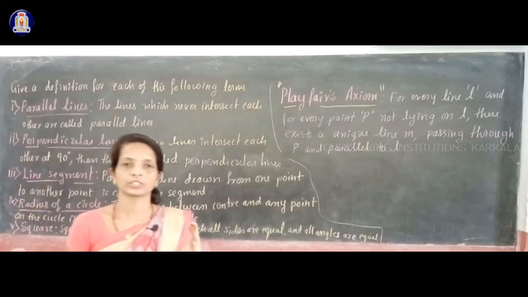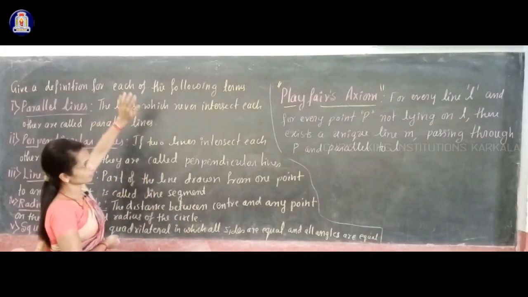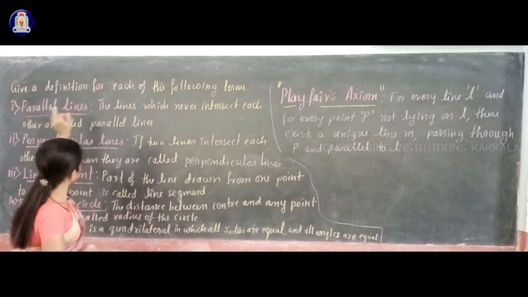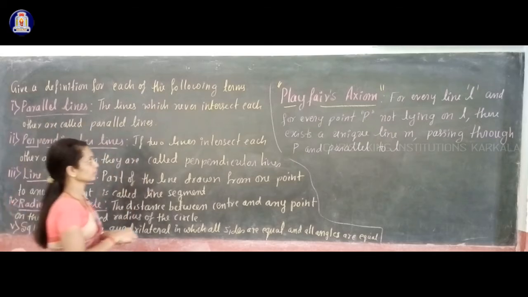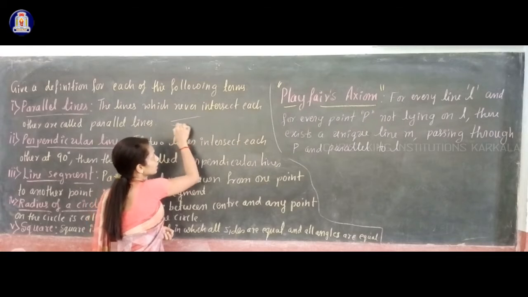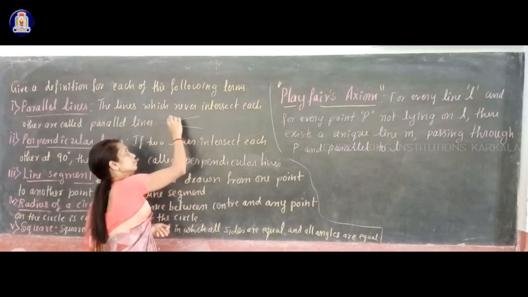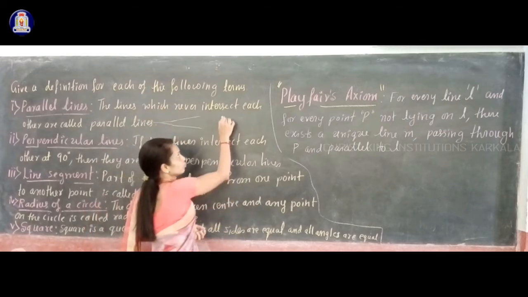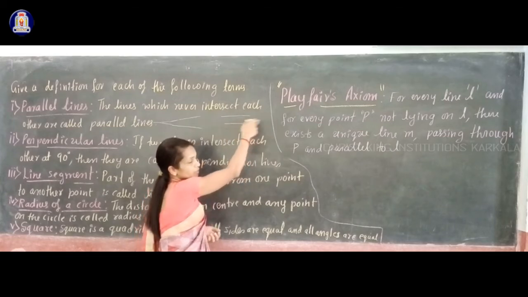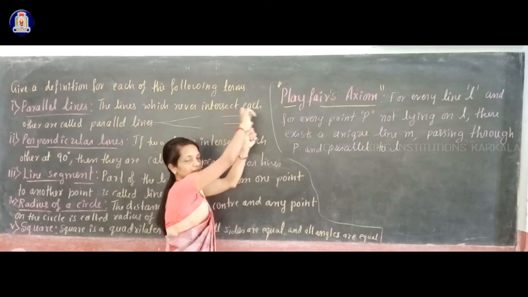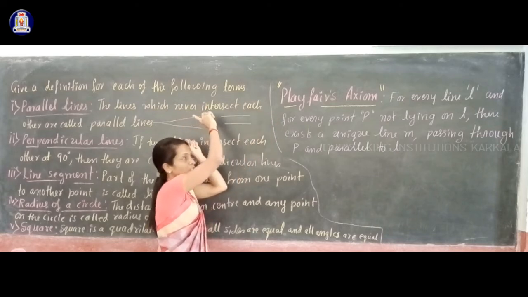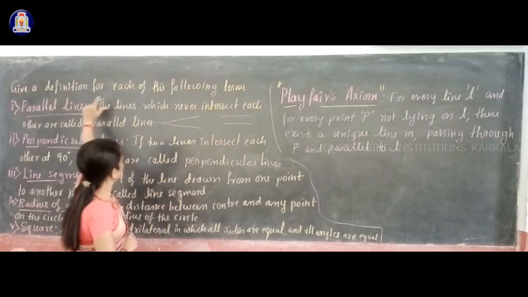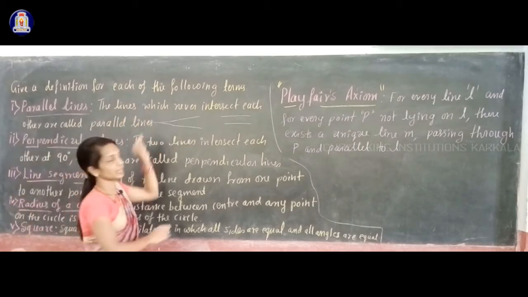Thank you. Next question: give a definition for each of the following terms. First one, parallel lines. The lines which never intersect each other are called parallel lines. If you have two lines like this, they will intersect if you produce them on this side, so they are not parallel lines. If you draw lines like this, and produce them to any extent in either direction, they will never meet each other. Such lines are called parallel lines. So parallel lines are lines which never intersect each other.